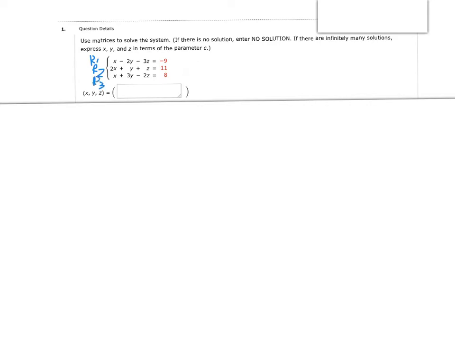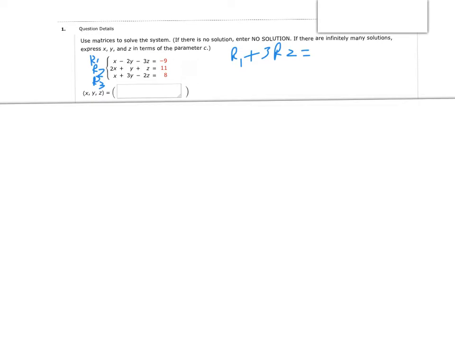If I want to eliminate z's, I'm going to have to do row 1 plus 3 times row 2. Because I see that will turn that z into positive 3z, which will eliminate with the negative 3z. And I do it like this so I can do it more in my head.